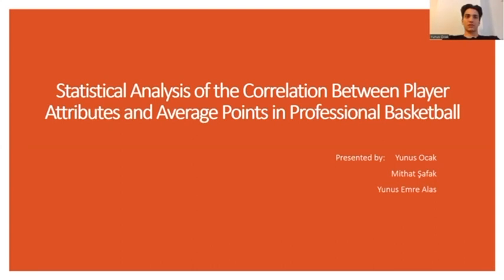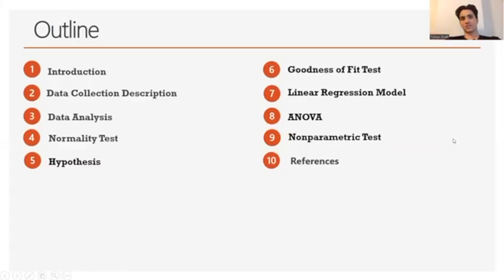So let's get started with our research topic. Our research topic is statistical analysis of the correlation between player attributes and the average points in professional basketball. So today basically we will make an introduction and then data collection description, data analysis, normality test, hypothesis, goodness of fit test, then a regression model, ANOVA, and parametric test, and references.